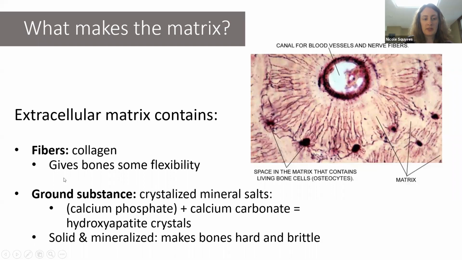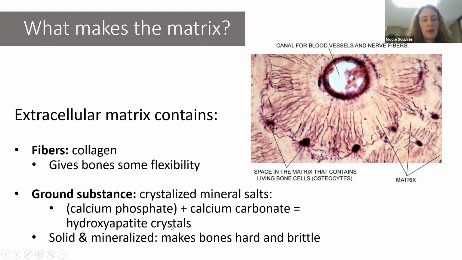The rest of the matrix is made up of the ground substance. And this is a part of it that is inorganic and that is solid. So what this is composed of are crystallized mineral salts. And specifically, you have calcium phosphate and calcium carbonate, which together create hydroxyapatite crystals.